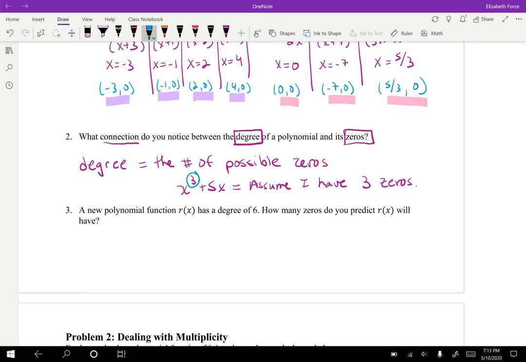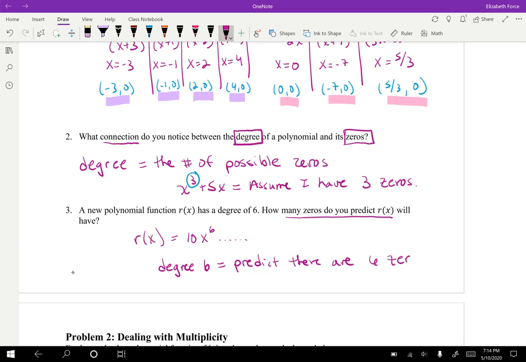So if we go to number 3, a new polynomial function r of x has a degree of 6. So r of x is equal to 10x to the 6, and so on. It could be one term or many terms there. So if it's a degree 6, how many zeros would we predict? Well, using the conclusion that we drew from the first 4 examples, if it's a degree 6, then I would predict there are 6 zeros, or another word for zeros, x-intercepts.